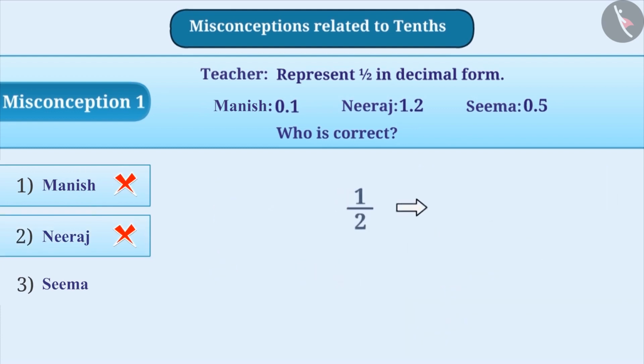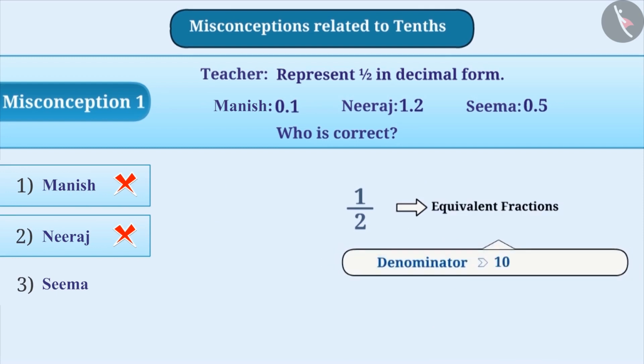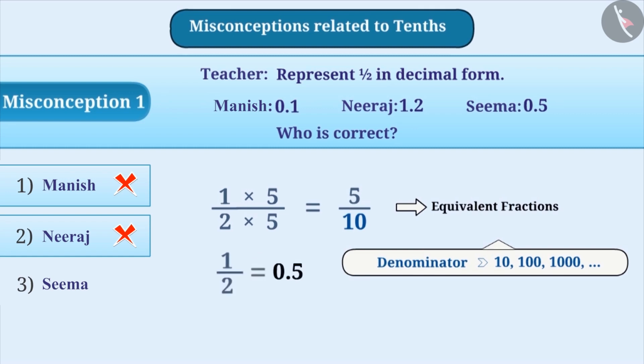The correct understanding is that we need to find the equivalent fractions of 1 by 2 whose denominator is any of the numbers like 10, 100, 1000, etc. Multiplying the numerator 1 and the denominator 2 of 1 by 2 by 5 gives the equivalent fraction 5 by 10. This is represented in decimal form as 0.5. Therefore, 1 by 2 is equal to 0.5. So option 3 is the correct answer.